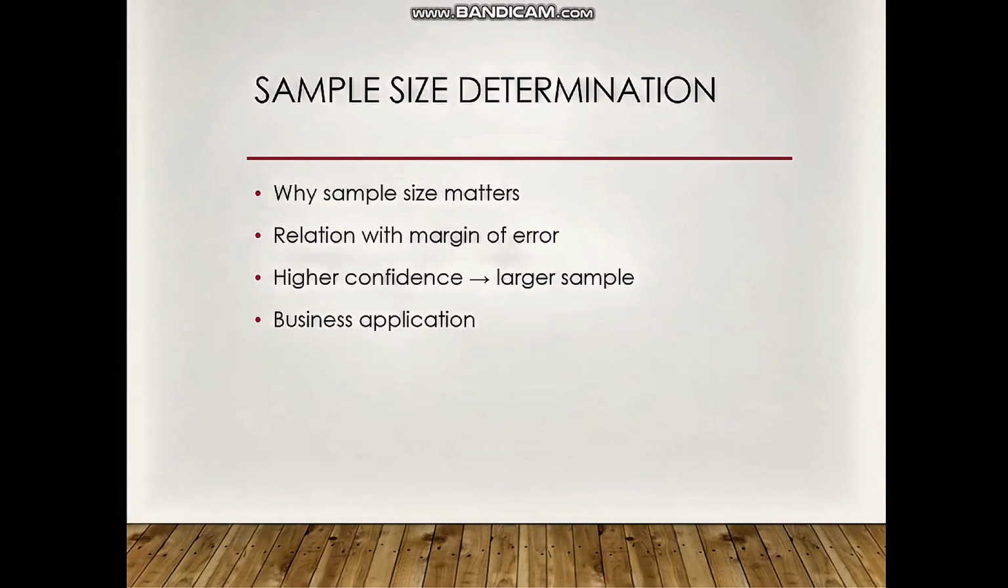Sample size determination. Sample size is very important in statistics. A smaller margin of error requires a larger sample size. A higher confidence level also needs more observations. This is important in business research and decision making. For example, national surveys use thousands of people to be accurate.